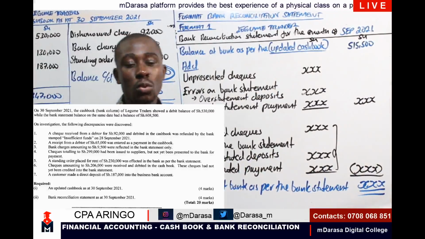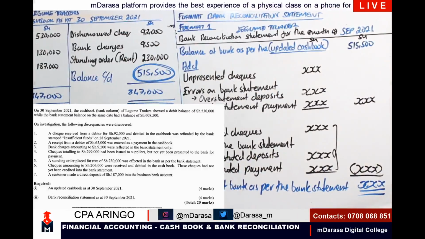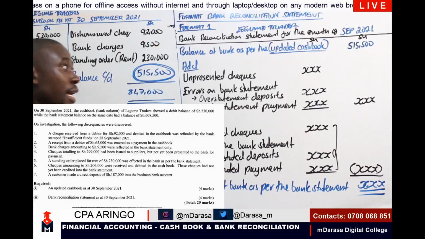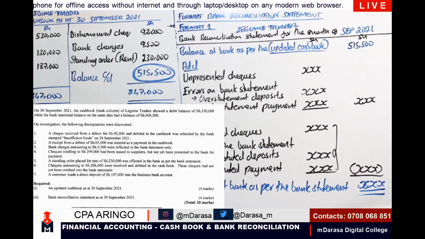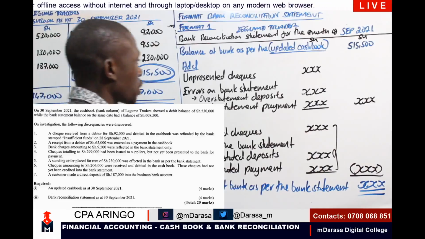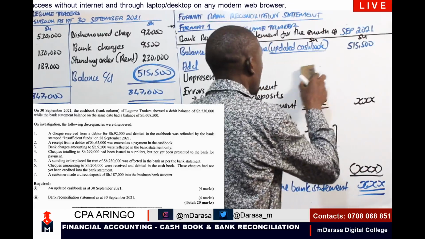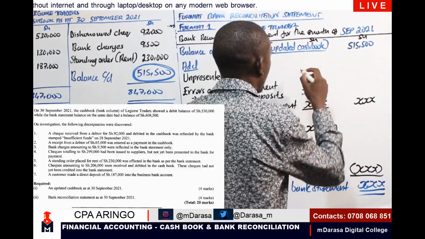In our question, my good students, did you have any unpresented checks? I want us to go to note number 4. Checks totaling to 299,000 had been issued to suppliers but not yet been presented to the bank for payment. So you're talking of unpresented checks of how much? 299,000. So unpresented checks, I'm having it here, 299,000.